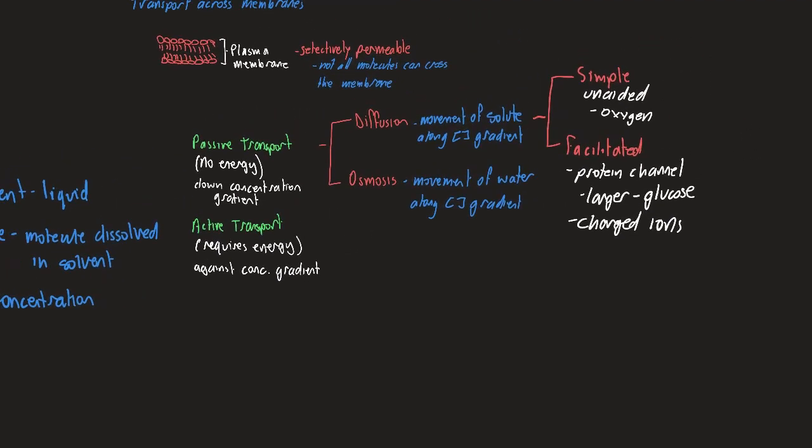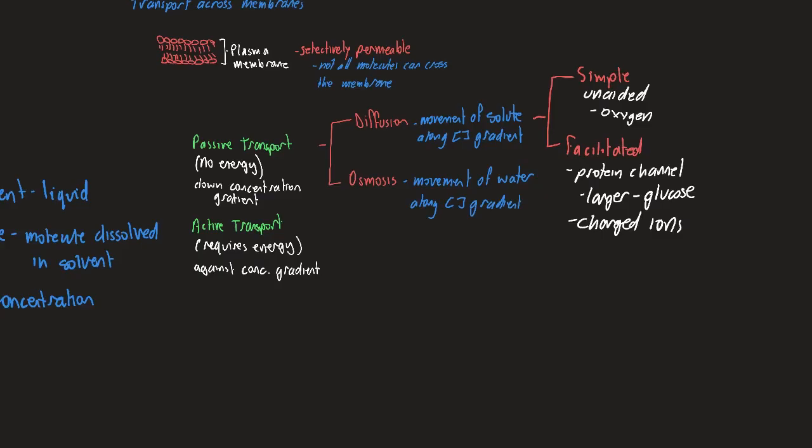So we've got two types, passive and active. In passive transport, we've got movement of the solute, which we call diffusion. There's simple diffusion, which goes straight across the membrane unaided, or facilitated, which requires a protein channel. And then we've got osmosis, which is the movement of water along the concentration gradient. So that's it in a snapshot.